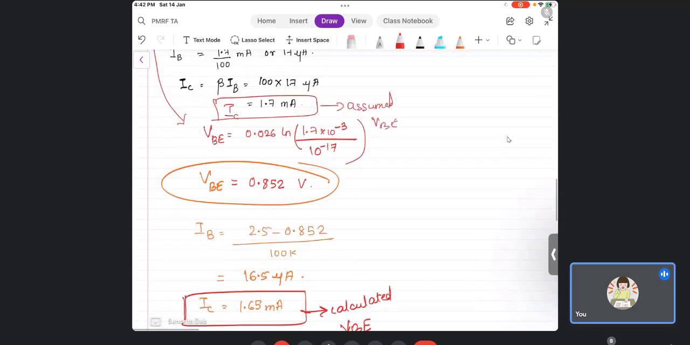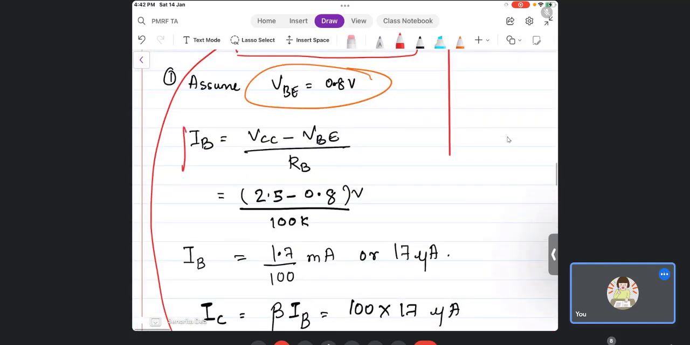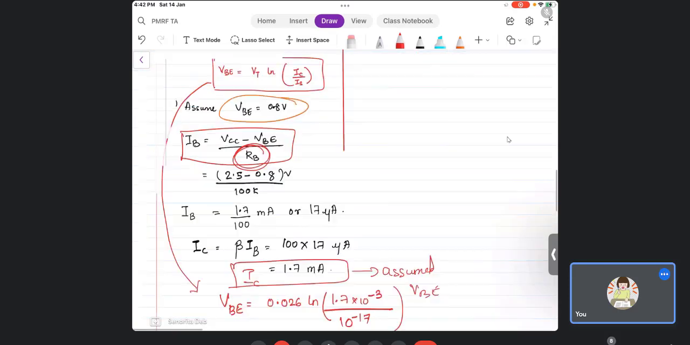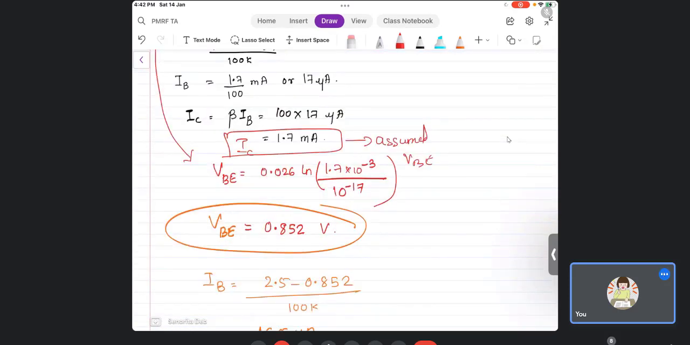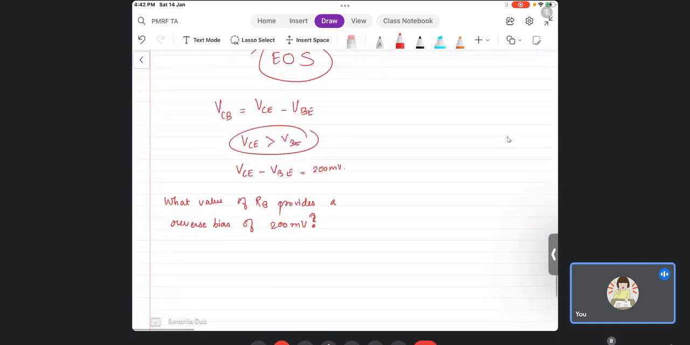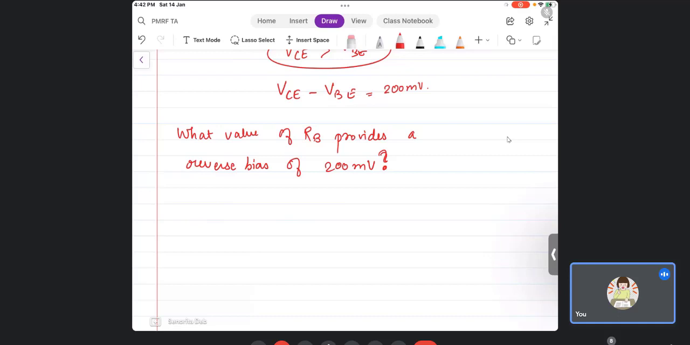You have seen that IB equals VCC minus VB by RB. This RB's value is controlling IB, right? And if you multiply IB by beta, you get IC, and from IC, VC is related. So there is a relation between VC and VB. What value of RB provides the reverse bias of 200 millivolts? That means VCB is 0.2 volts.